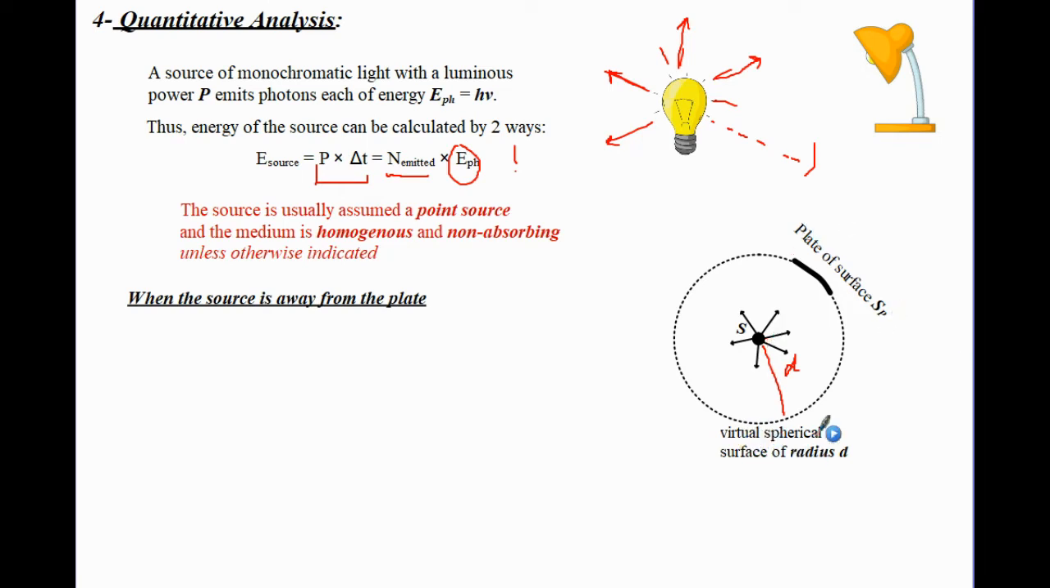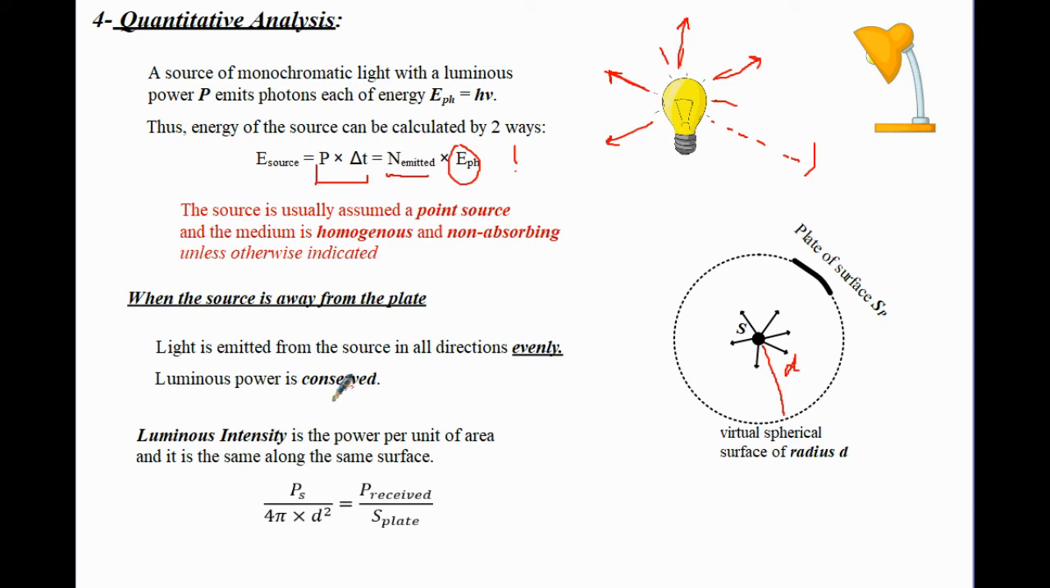Make sense? So light is emitted from the source in all directions evenly or equally. Luminous power is conserved. So the power of the source is received by all this virtual sphere. Now, luminous intensity is defined as the power per unit of area. So we divide the power of the source by the overall surface of that sphere to get the luminous intensity. That luminous intensity doesn't change all over the sphere because it is homogeneous. The medium is homogeneous, right? So each portion of the sphere takes evenly the same amount of intensity.